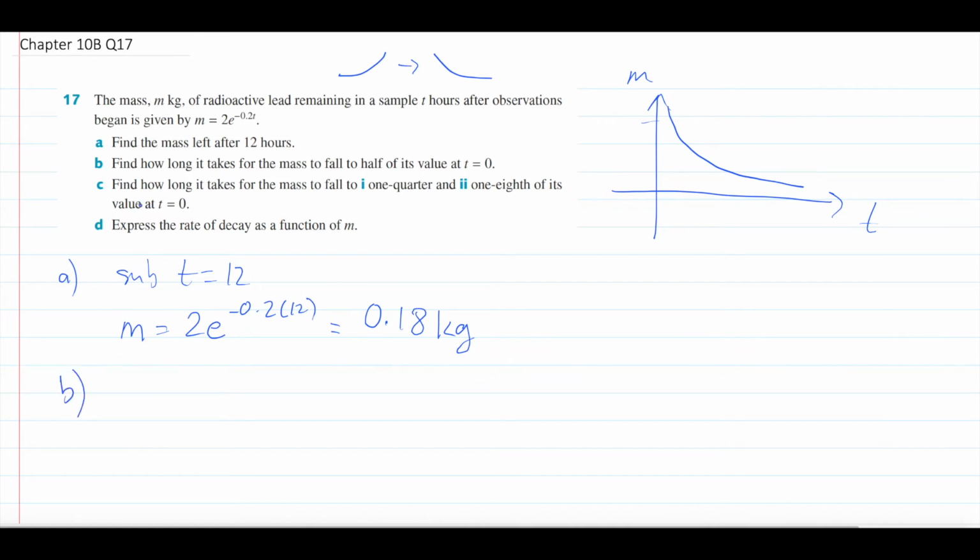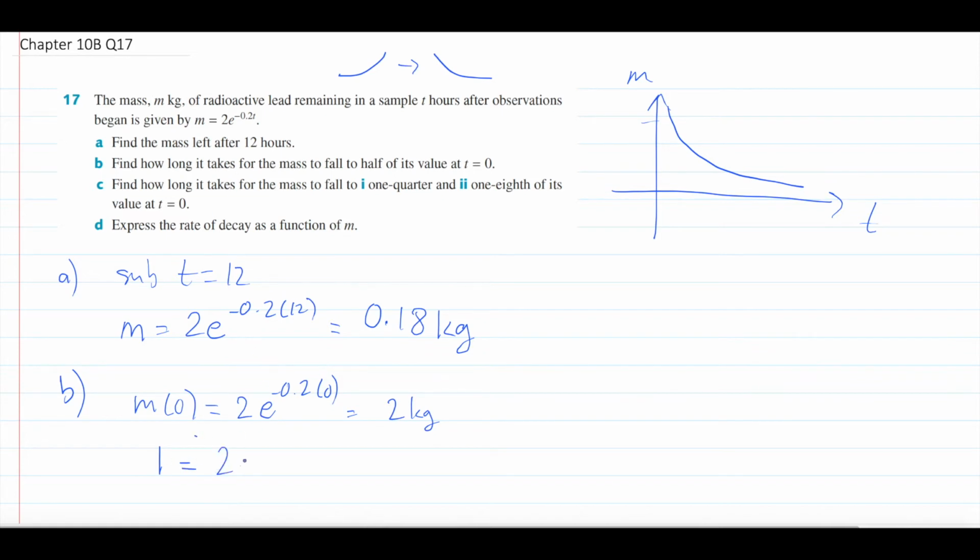And then part B, it says find how long it takes for the mass to fall to half of its value at t equals 0. Ooh. So there are a couple of ways of doing this question. The simplest one that comes to mind is, what is the mass at t equals 0? So you sub that in. m0 equals 2e to the power of negative 0.2 times 0. What you get is e to the power of 0, and e to the power of 0 is 1. 1 times 2 is just 2 kilograms. So half of 2 kilograms is 1 kilogram, so you can sub that into the equation again.